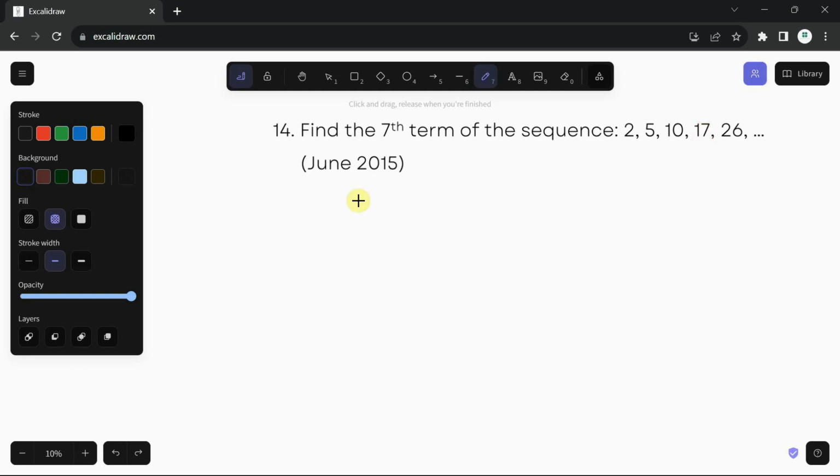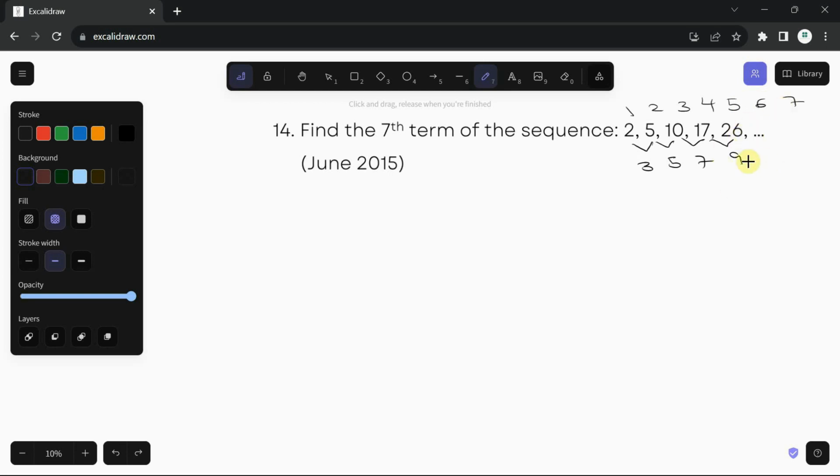Welcome back. The difference between these two is 3. The difference between these two is 5. The difference between these two is 7. The difference between these two is 9. Of course, if this is the first, this is the second, this is the third, this is the fourth, this is the fifth, this is how we should find the seventh. So we need the sixth and seventh terms.